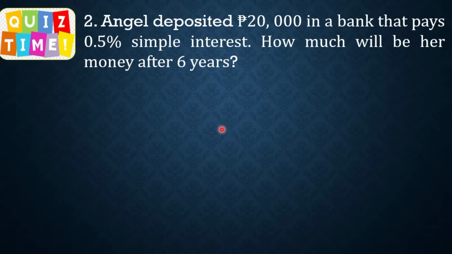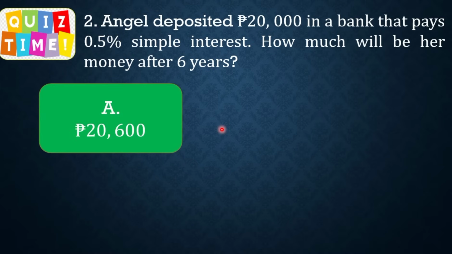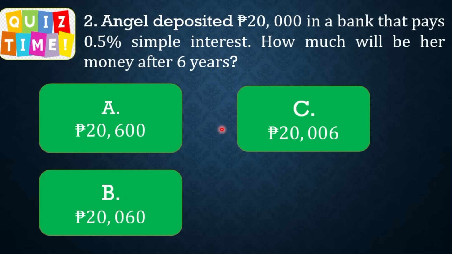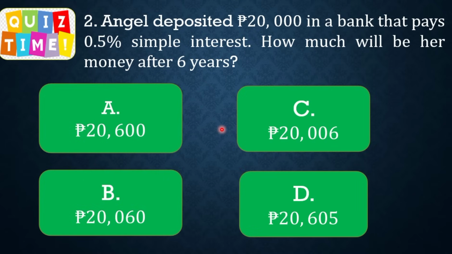Number 2, Angel deposited 20,000 pesos in a bank that pays 0.5% simple interest. How much will be her money after 6 years? Letter A, 20,600 pesos. B, 20,060 pesos. Letter C, 20,006 pesos. Letter D, 20,605 pesos. Okay, so the answer is letter A.